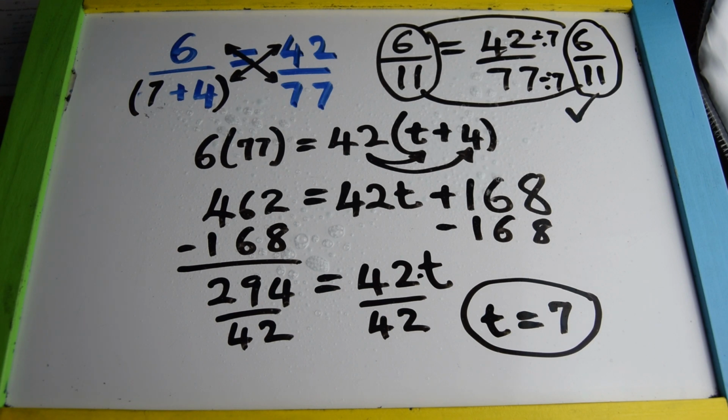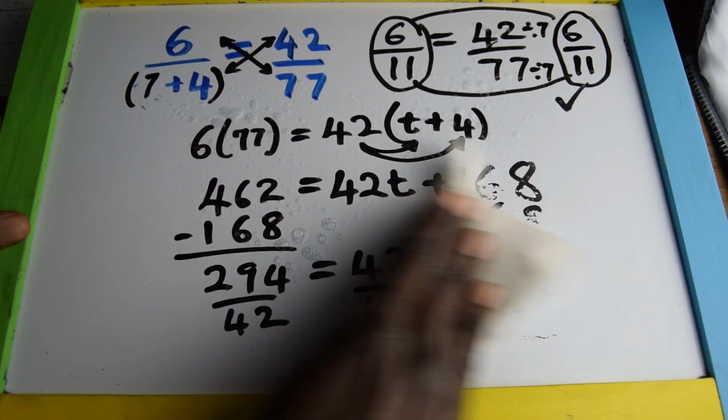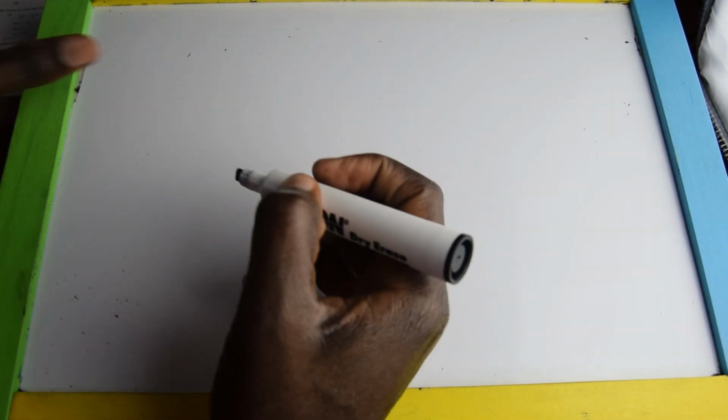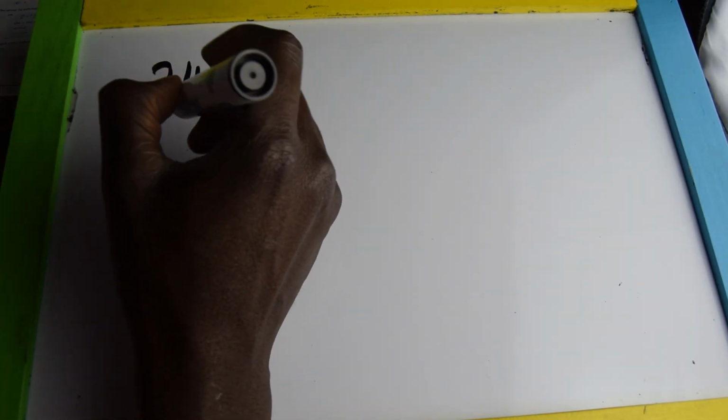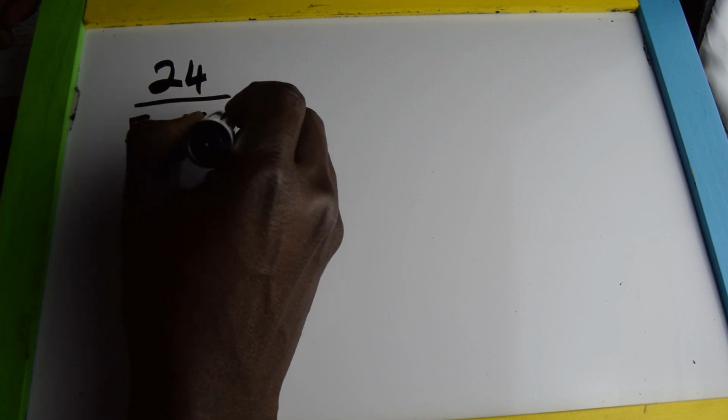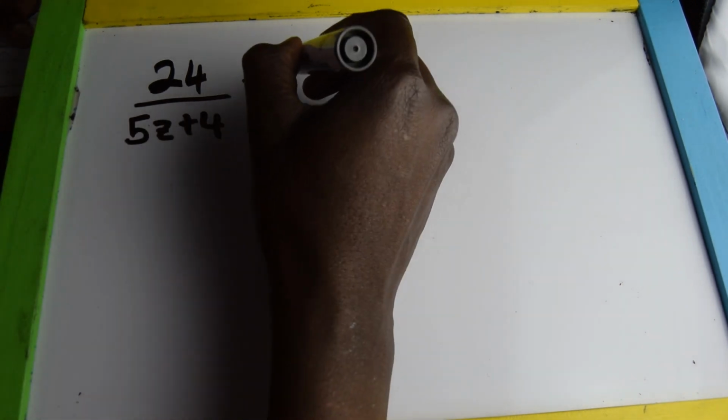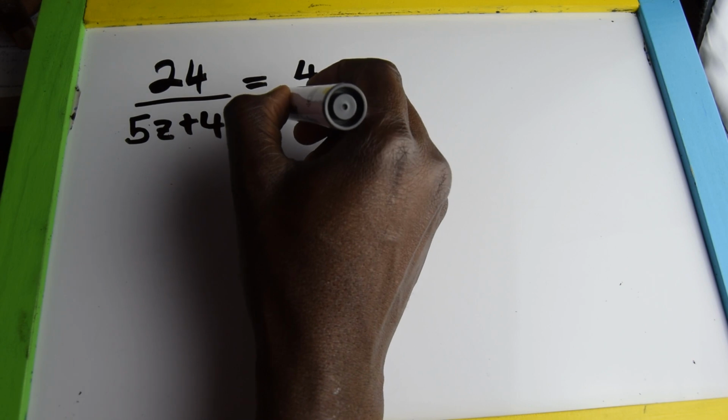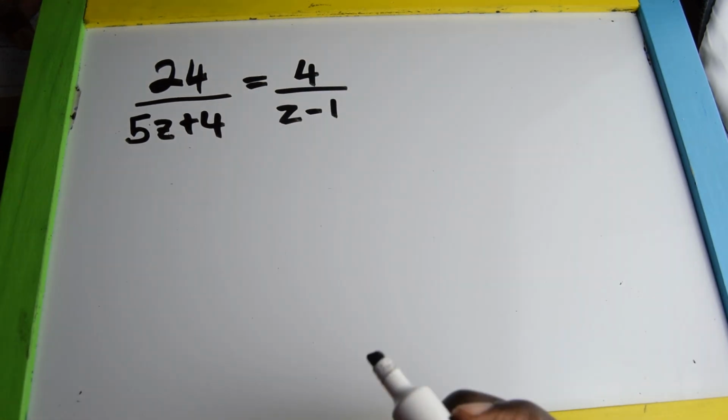Now let's do another one. Let's try another one here. And the other one is 24 over 5z plus 4 is equal to 4 over z minus 1.